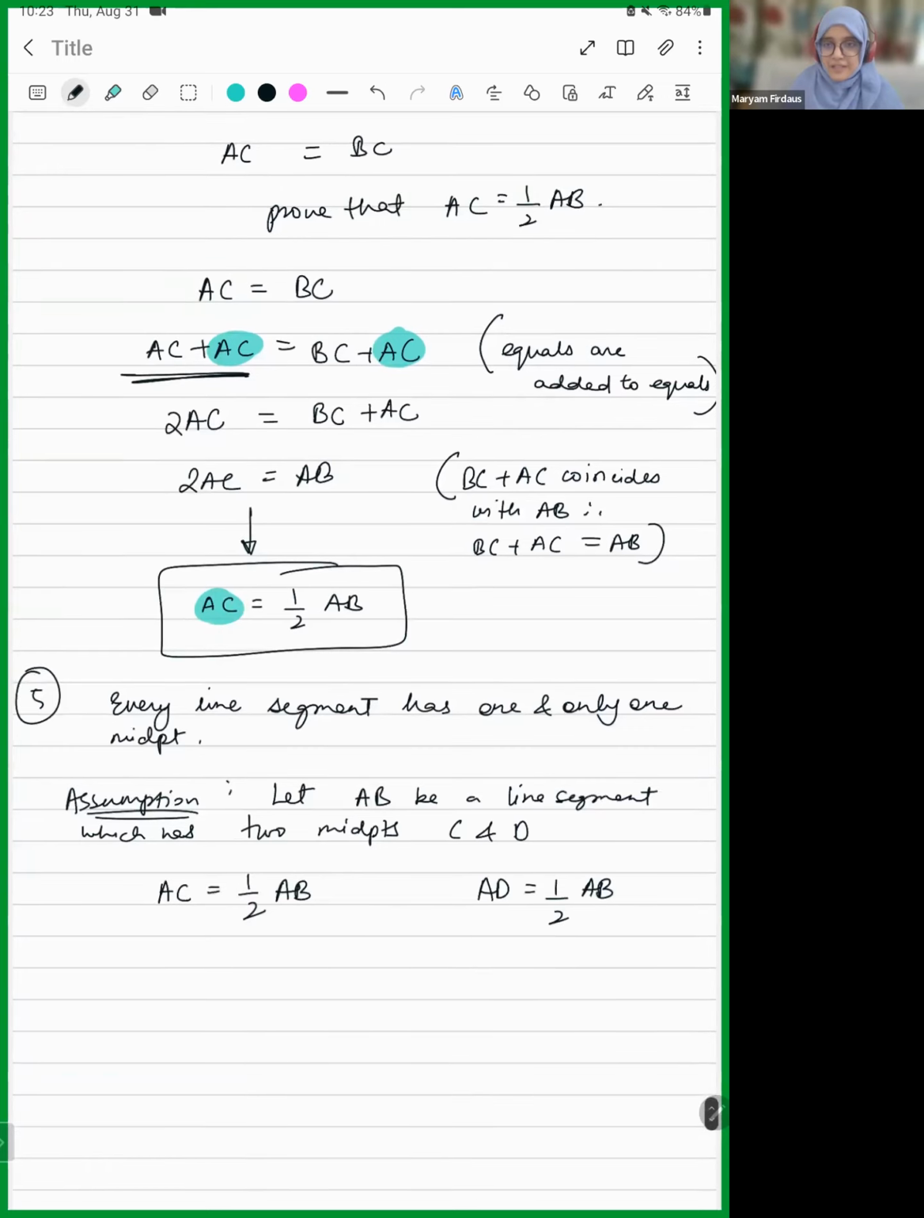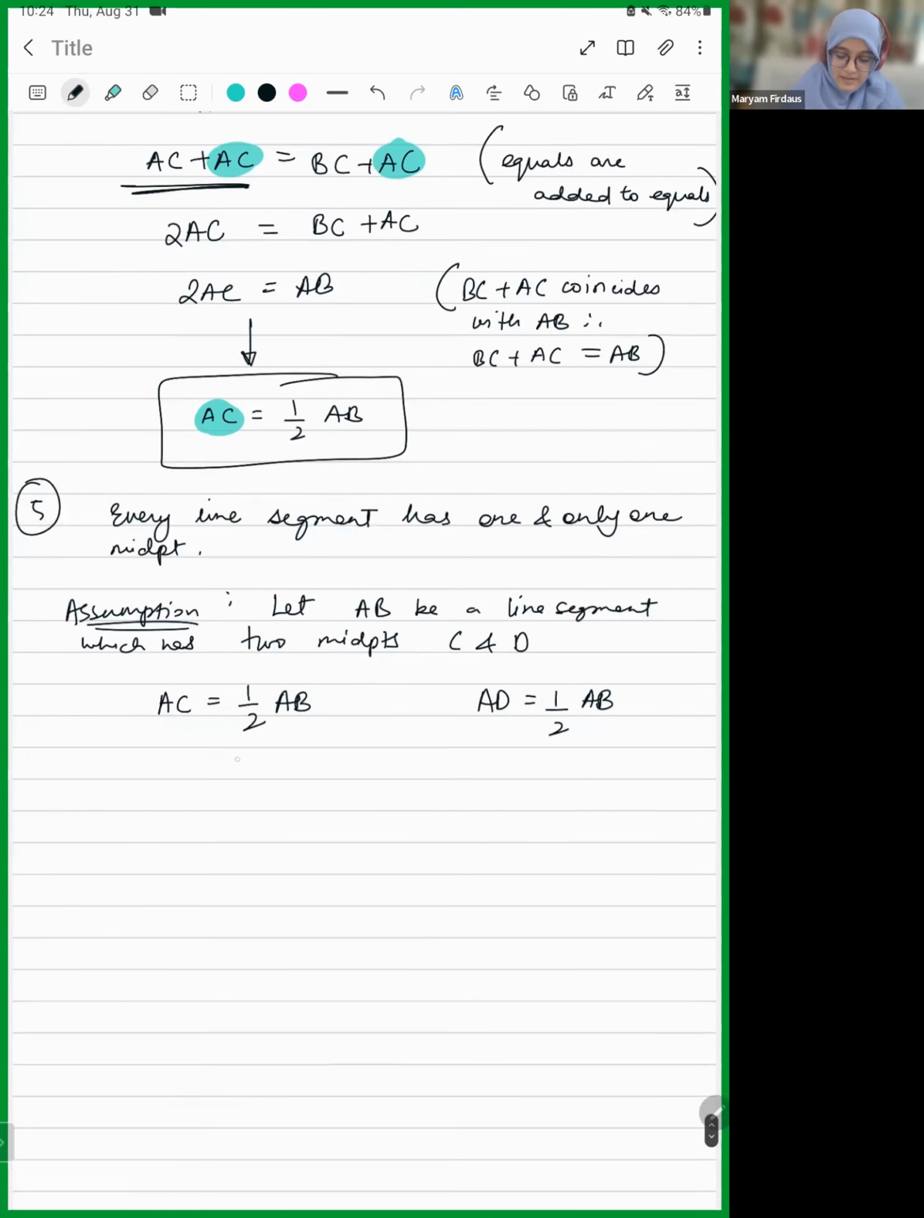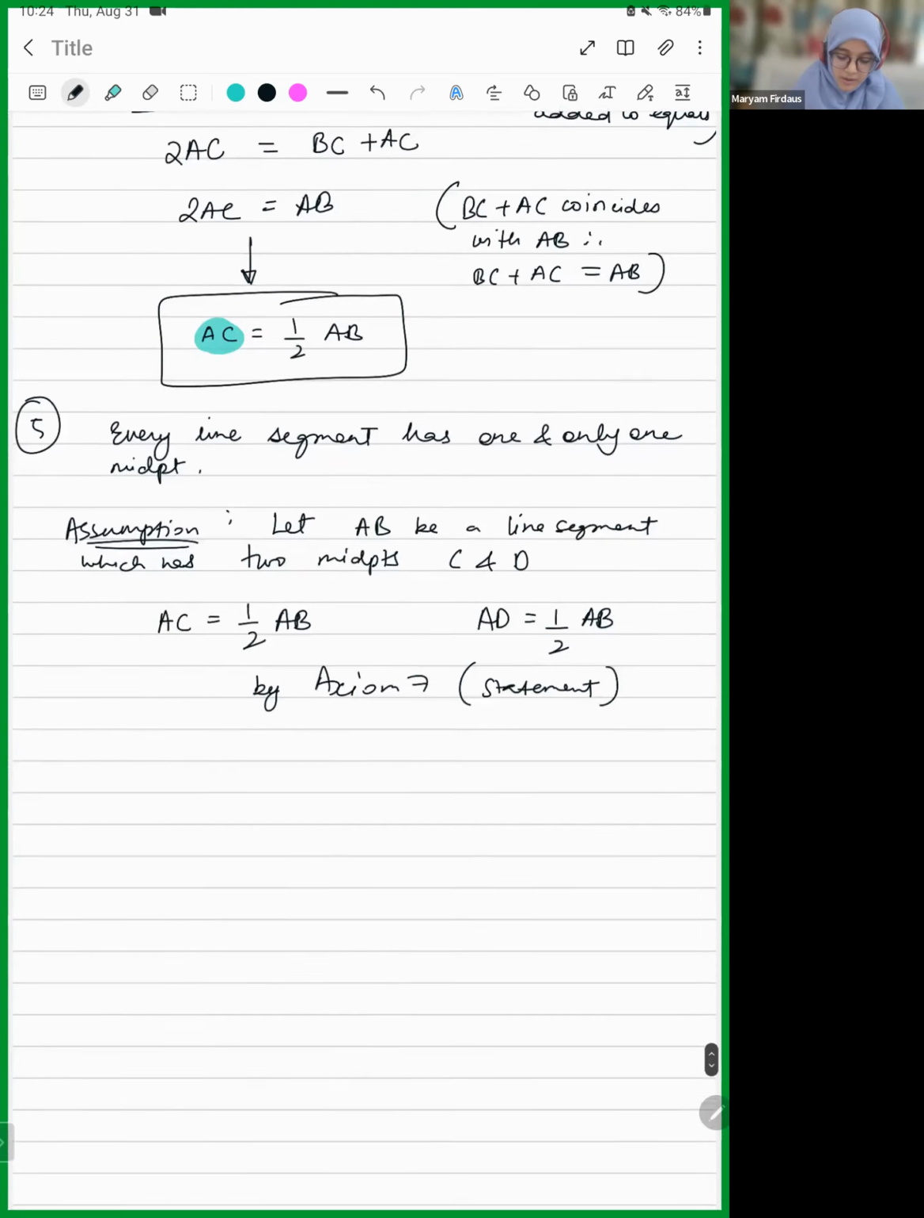Now we have seen that things that are halves of equal things are equal. Which axiom do we get this from? Things that are halves of the same thing are equal. Axiom 7, yes. So by the seventh axiom, and you have to state that axiom, don't forget. By axiom 7, and write the statement over here: AC is equal to AD.